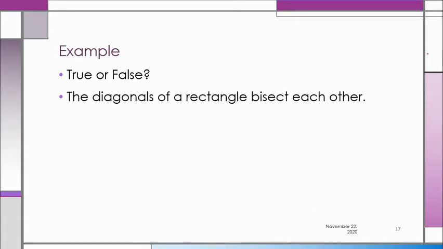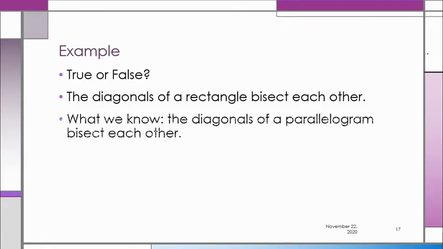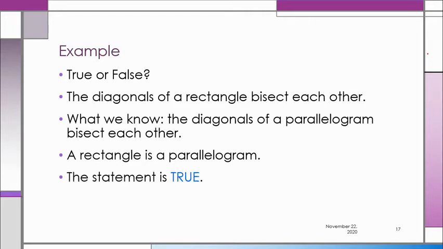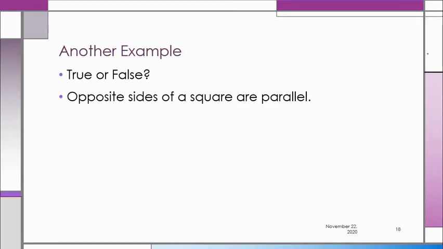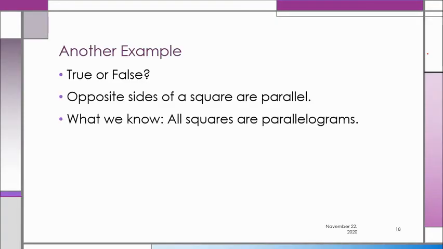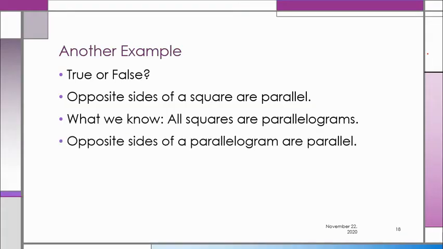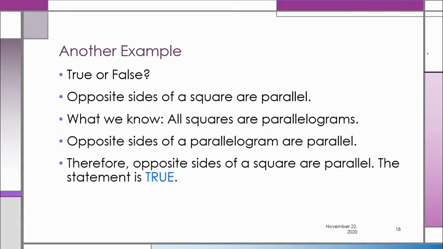True or false? The diagonals of a rectangle bisect each other. What we know is the diagonals of a parallelogram bisect each other. A rectangle is a parallelogram. The statement is true. True or false? Opposite sides of a square are parallel. What we know is all squares are parallelograms. Opposite sides of parallelograms are parallel. Therefore, opposite sides of a square are parallel, and the statement is true.